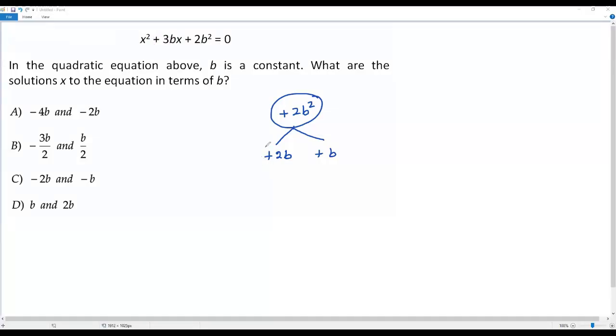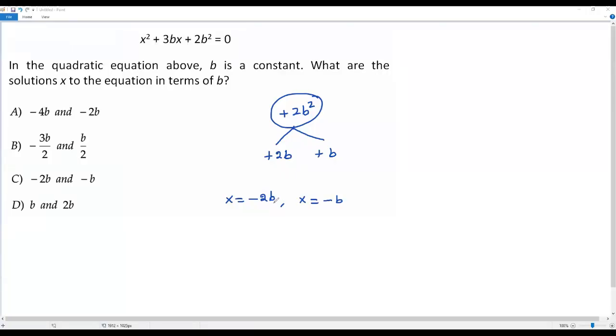Now we can get the two values of x for the given quadratic equation from these two factors. For that, I have to change the sign of each of these two factors. To get the first value of x, I have to change the sign of the first factor. It's already positive. When I change the sign, I'm getting -2b. So -2b is the first value of x. Now to get the second value of x, I have to change the sign of the second factor. It's already positive. When I change the sign, it will be negative. That is x equals -b.